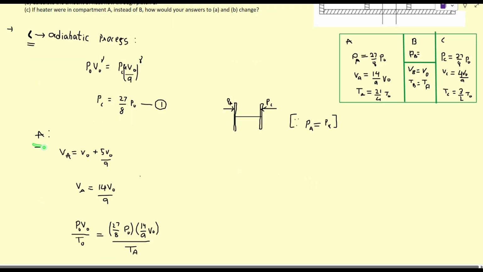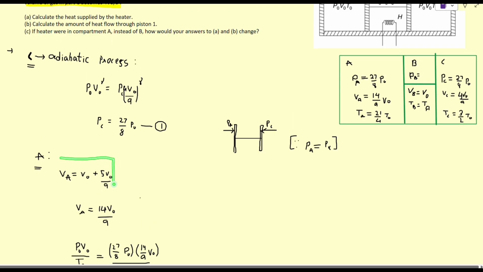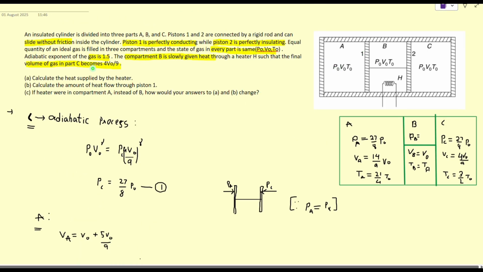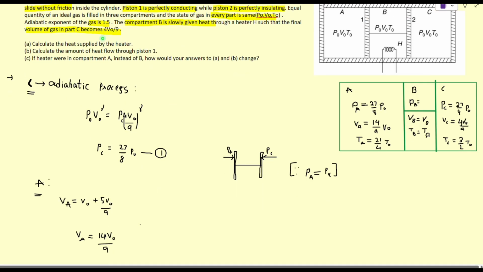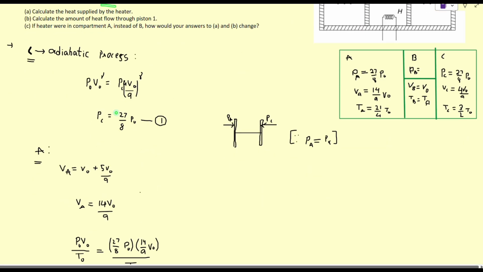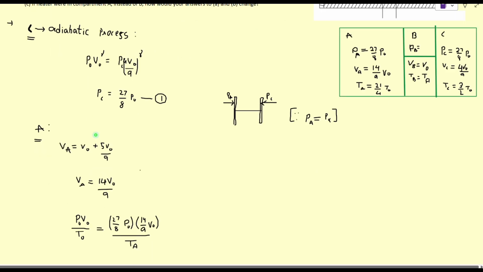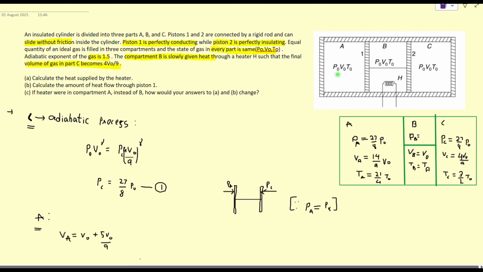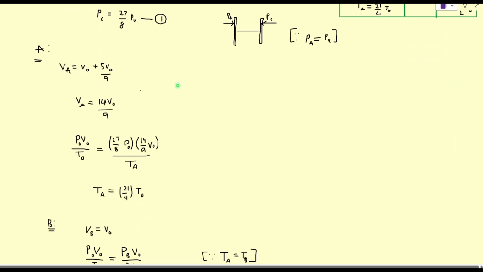For A, the volume of A equals V0 plus 5 V0 by 9. How did this come? As the final volume of C becomes 4 V0 by 9, it loses 1 minus 4 by 9 times V0, so finally 5 V0 by 9. So it loses 5 V0 by 9 volume, and that volume is gained by A through the piston. Basically B is at constant volume, because it is a rigid rod as well. So from this we can find the volume of A: volume of A equals 14 by 9 V0.